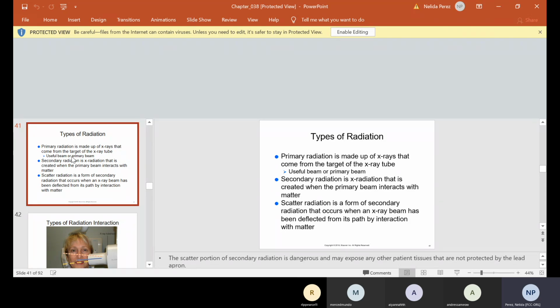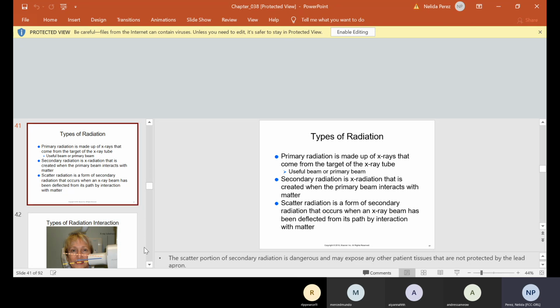Now, here are the types of radiation. Again, these are some of your terminology words. Your primary radiation is made up of X-rays that come from the target of the X-ray tube, the useful beam or primary beam. You have the secondary radiation that is created when the primary beam interacts with matter. Your scatter radiation is a form of secondary radiation that occurs when an X-ray beam has been deflected from its path by interaction with matter.